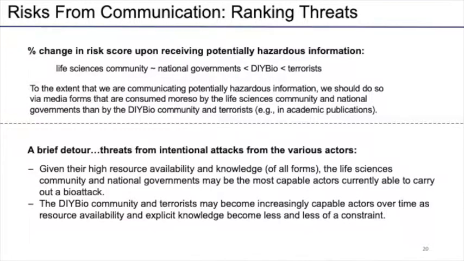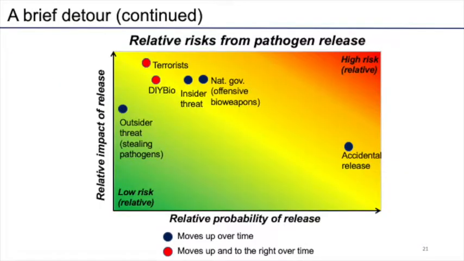Given those kinds of implications, if we think about the life sciences community as kind of synonymous with insider threat on this graph, we can start to put in other actors based on what we just talked about. So if we put national governments a little bit to the right of it, and the DIY biocommunity and terrorists to the left of it, given lower capabilities currently, you can start to fill in different threats on this general graph, and you can start to prioritize your different risks that way.